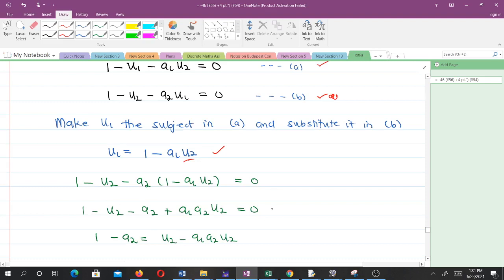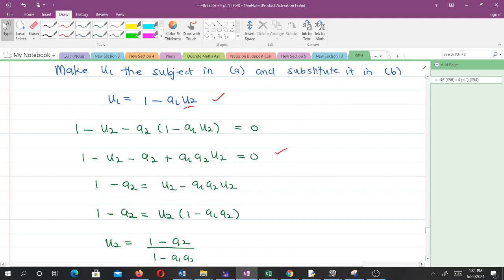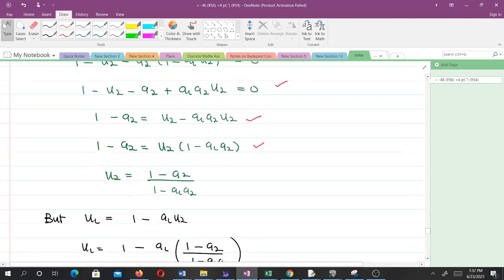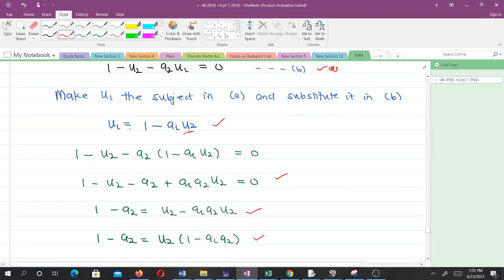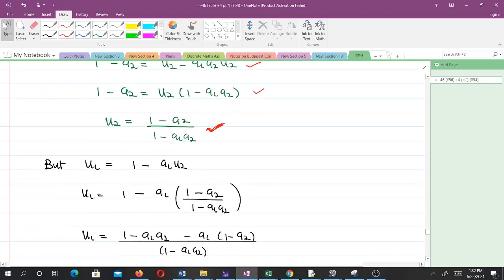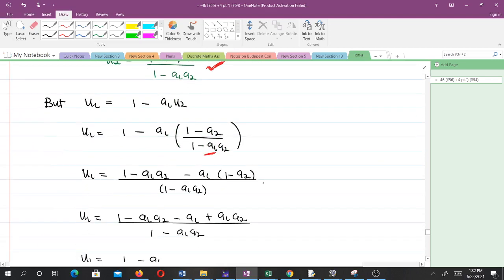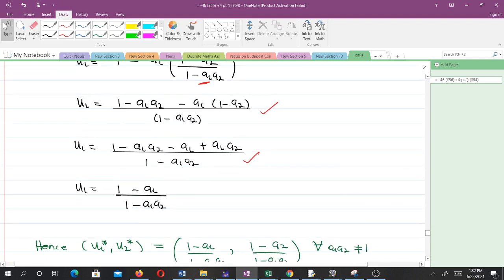And when you expand that, you get this. When you decide to send all the terms containing u2 to one side, you get this. You factorize u2 out, you have this. You divide through by the coefficient of u2, and that gives you this. So that means this is u2, right? But we know that u1 is equal to 1 minus a1 u2, right? So when we put in the values for u2, we had this. When we expand, we have this, right? We continue expanding, we have this. So trying to work it out is very simple. And finally, we have u1 to be this, right?